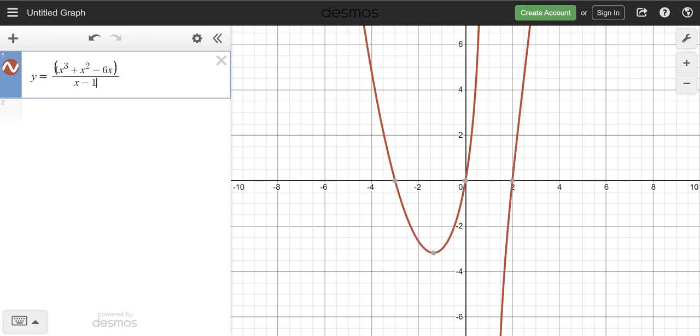Whoa, look at this graph. Isn't that crazy? Where are the zeros? Here's a 0 right here. Negative 3, 0. So one of those is negative 3. What's this one right here? Another 0, okay. And here's another 0, 2 zeros. So negative 3, 0, and 2.